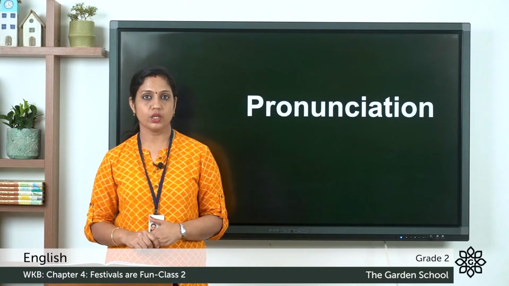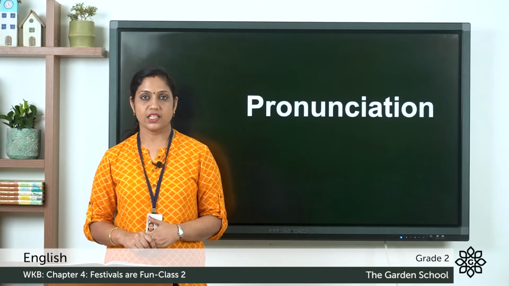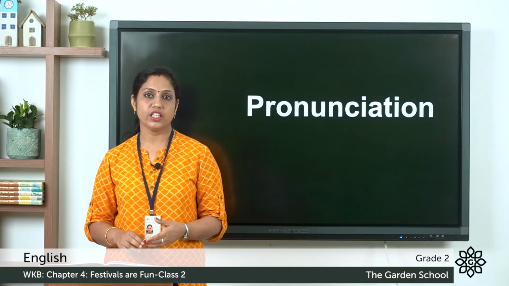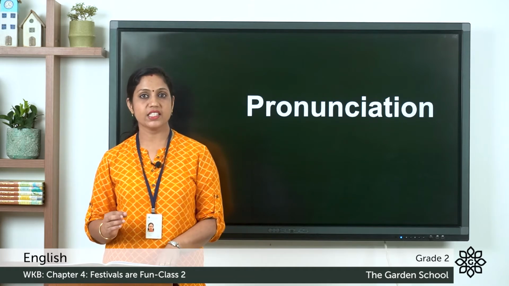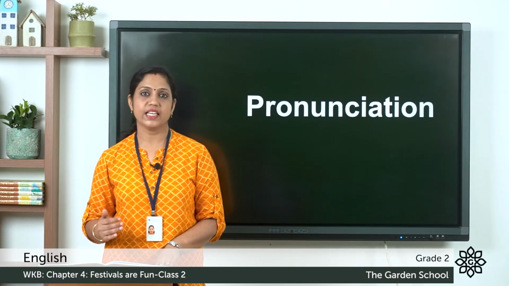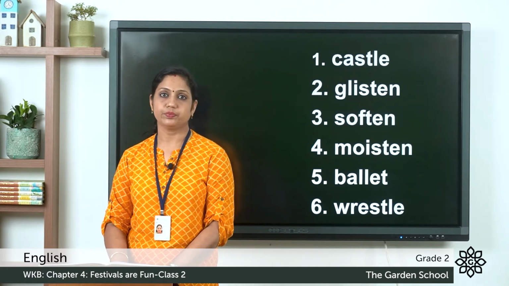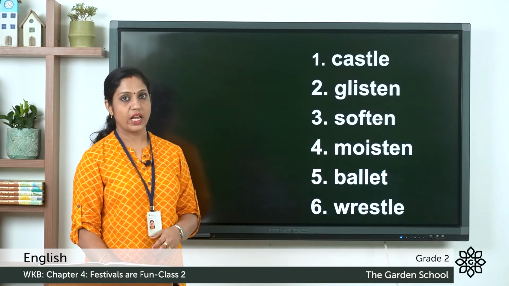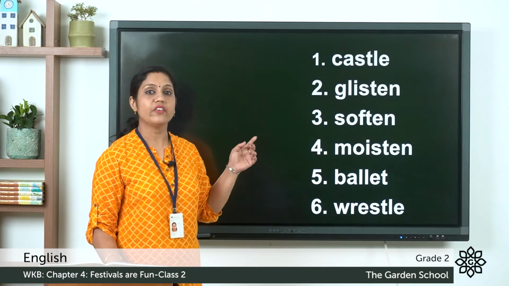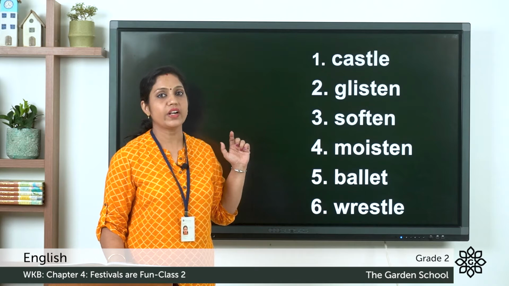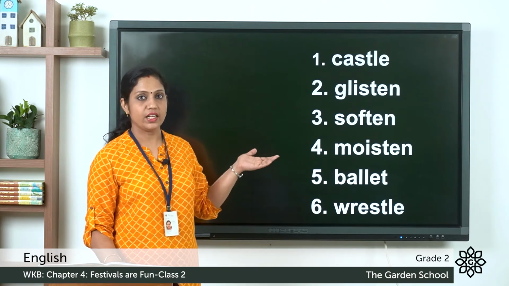So the first word is C-A-S-L-E. We read it as castle. We have to add the letter T to that. It has to be rewritten as C-A-S-T-L-E and we read it as castle. So the second one, glisten. You can write it down as G-L-I-S-T-E-N and you can read this as glisten. You don't pronounce the T. The T is silent there, so read it as glisten.